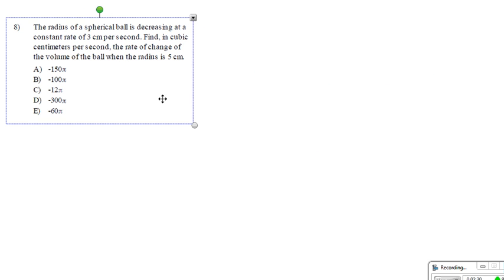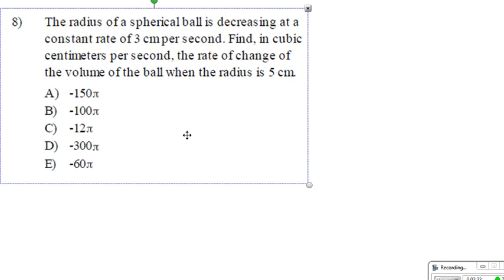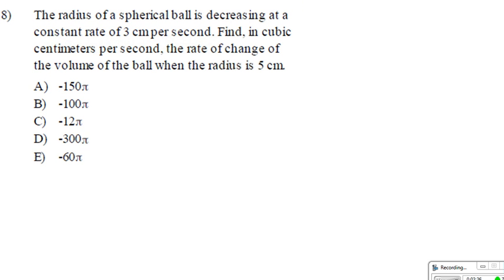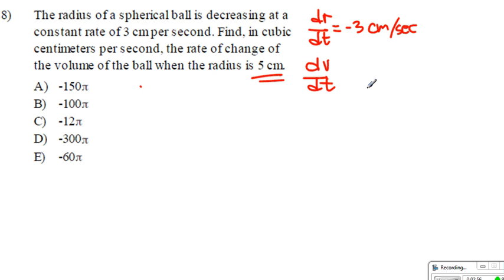Number 8. Here we have the radius of a spherical ball. So we are looking at a ball decreasing. The radius is decreasing at the constant rate of 3 centimeters per second. So we realize here dr/dt is equal to negative 3 centimeters per second. Now, find in cubic centimeters per second the rate of change of the volume. So the question is dV/dt, and the radius is equal to 5.